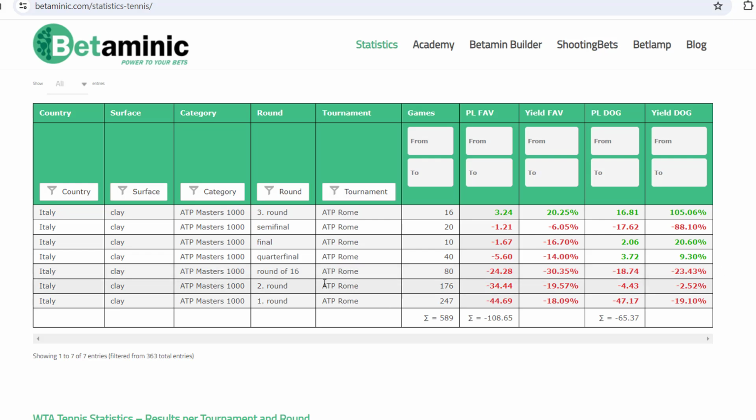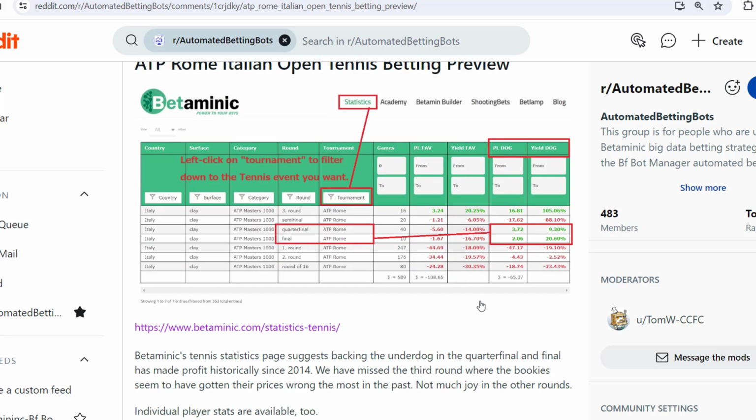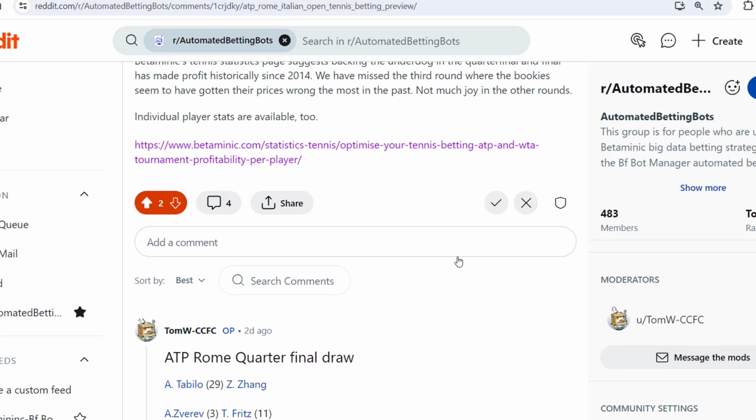So I looked at these statistics, and when I came to this a few days ago, the third round had already finished, so I couldn't get on that. But I saw that the quarterfinals were coming up, and there backing the underdog had led to profit in the last 10 years. So I thought, okay, I'll try that. So on the Reddit community that I'm active with, I posted that data, and I said, looks like backing the underdog in the quarterfinals over the long term has led to profit.